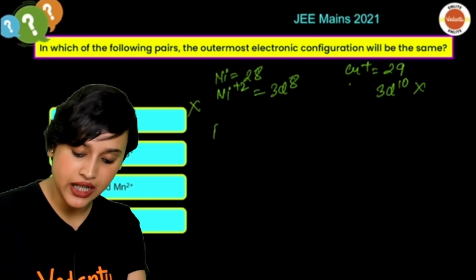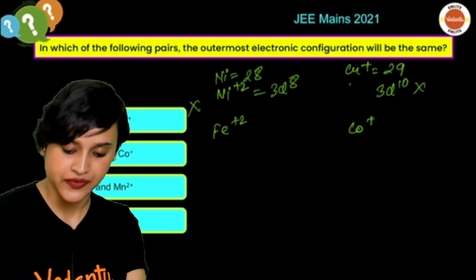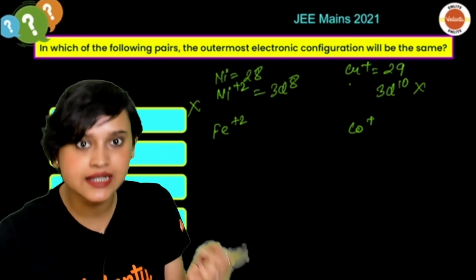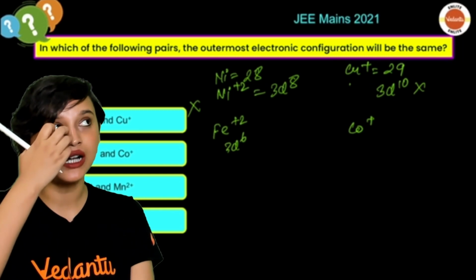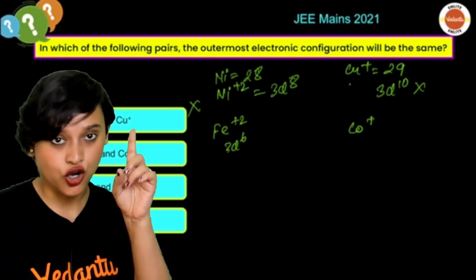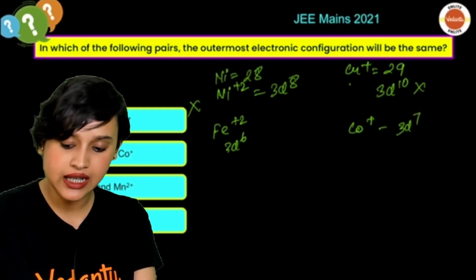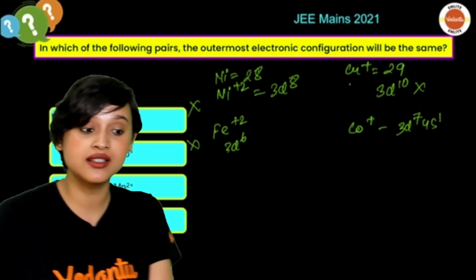Next one, everybody, is Fe2+ and Co+. Fe, what is Fe? Fe is 26. So 26 means 3d6 4s2, and 2+ means 3d6. Yes, and cobalt has 27. 27 means 3d7 4s2, plus cobalt in the +1 oxidation state. That means it will be what? 3d7 4s1. This is also wrong.